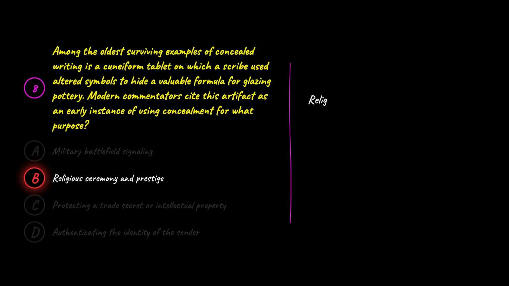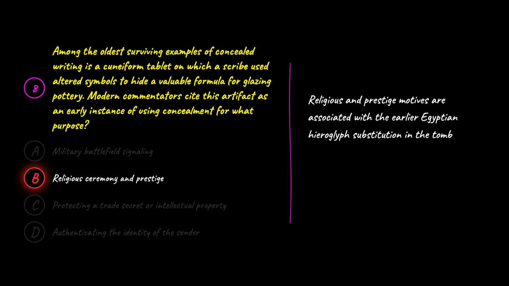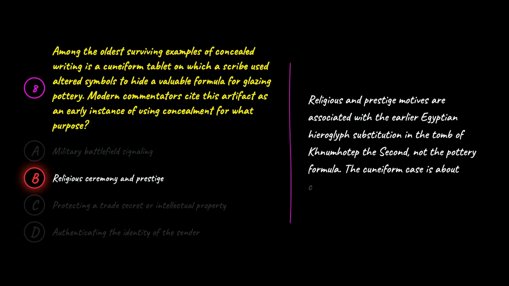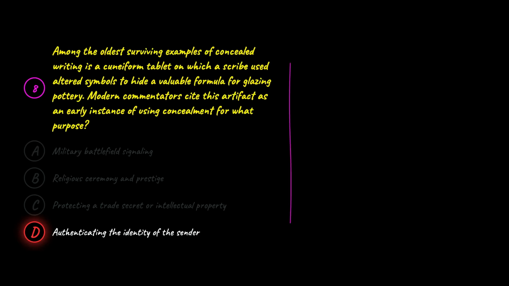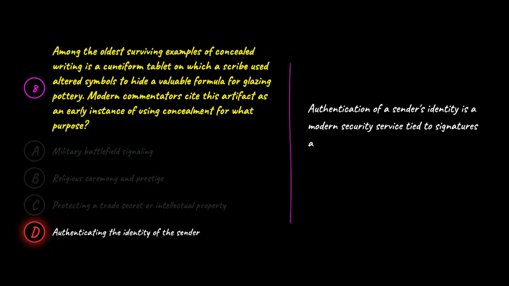B is wrong because religious and prestige motives are associated with the earlier Egyptian hieroglyph substitution in the tomb of Khnumhotep II, not the pottery formula. The cuneiform case is about commercial value. D is wrong because authentication of a sender's identity is a modern security service tied to signatures and certificates. The ancient scribe was concealing a formula, not proving who wrote the tablet.